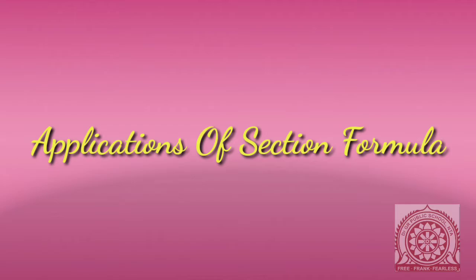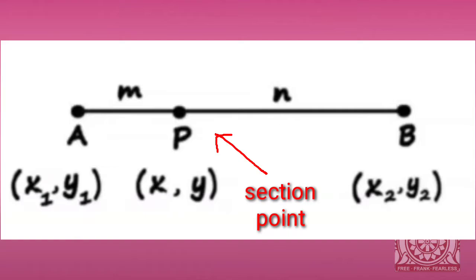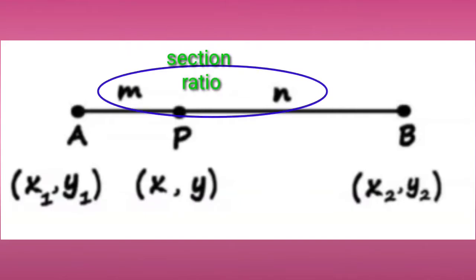Today we are going to study some applications of section formula. In this section formula, we can call the point P(x, y) which divides the line segment into two parts as the section point, and usually the coordinate of the section point is taken as (x, y) itself, and the ratio m1 is to m2 or m is to n is called the section ratio.